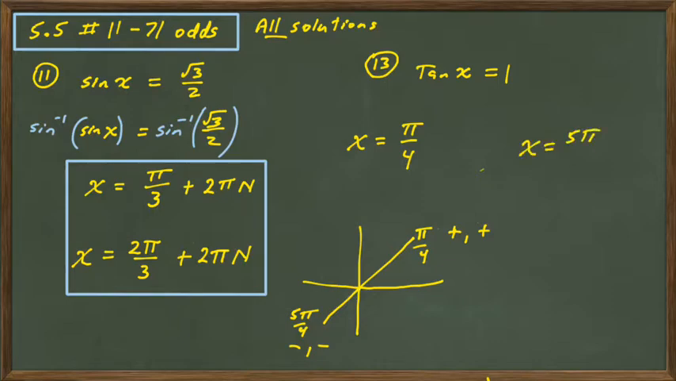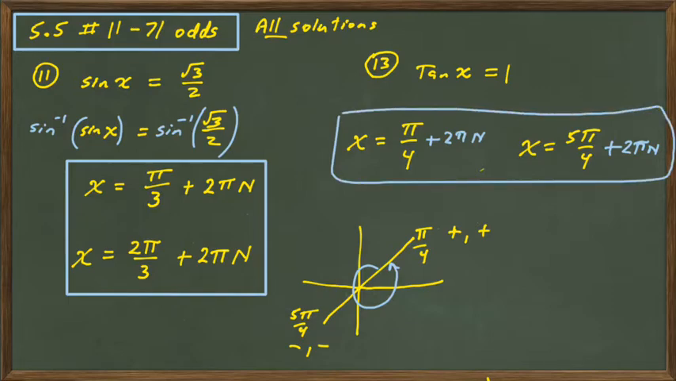5 pi over 4. And again, if you add a complete revolution, that's adding 2 pi n. What is the n? n is an integer. It's either 0, 1, 2, 3, 4. n is an integer. I used to require people to write n is an element of the integers, but I don't make everybody write that anymore.